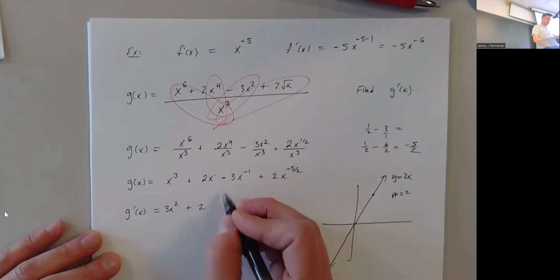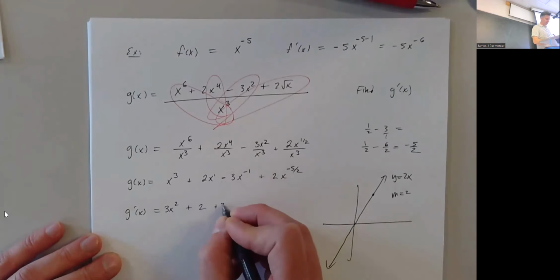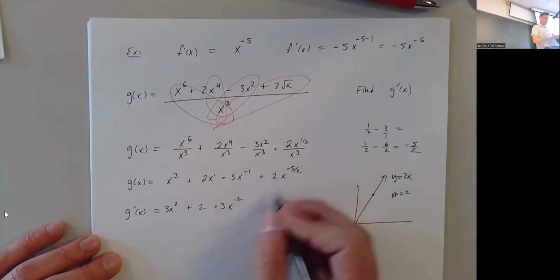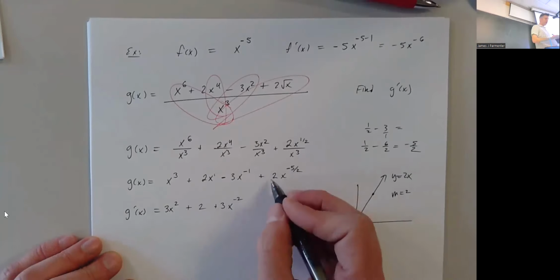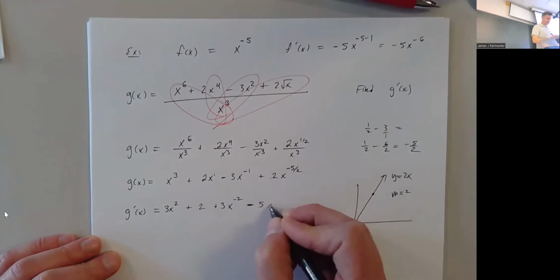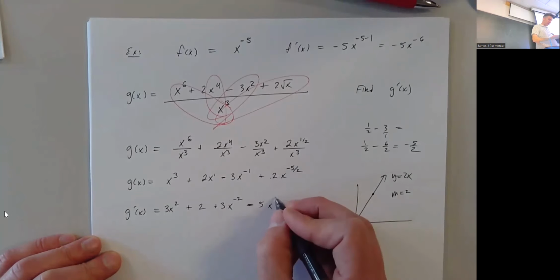Here, the -1 comes down. -3 times -1 is +3. X to the -1 minus 1 is -2. And finally, the -5/2 comes down. 2 times -5/2 is -5. And then we get x to the -5/2 minus 1 is -7/2.